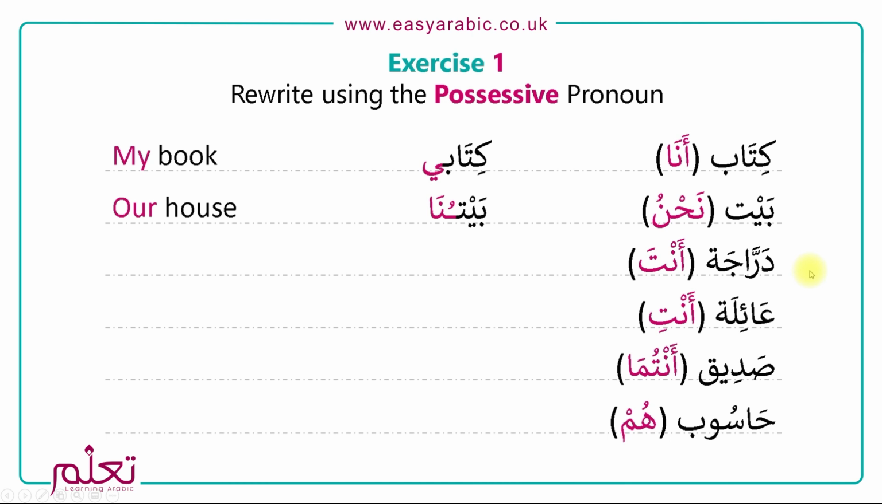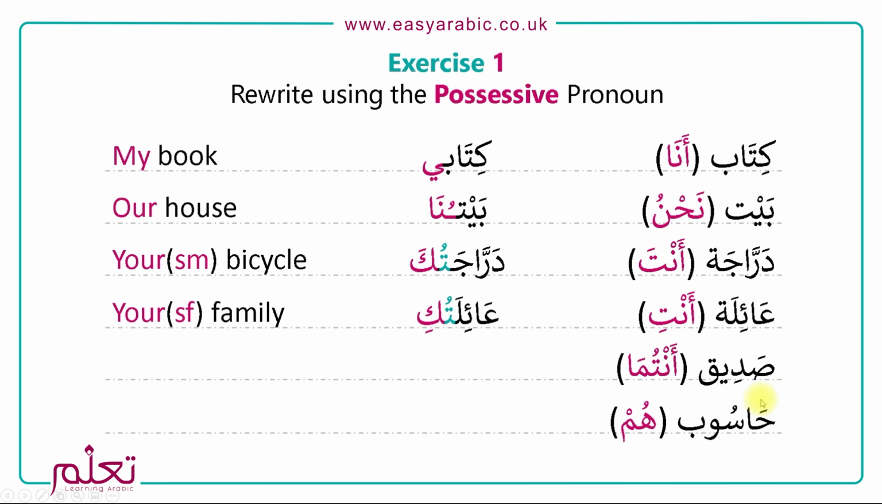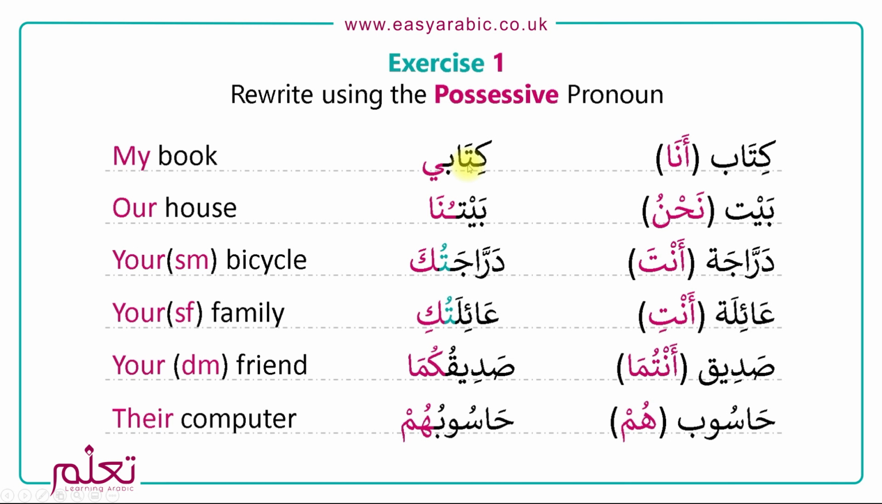Next one. We have dharraja, anta, dharrajatuka, your bicycle. Then we have family, aila, anti, your female. Aila tuki, your family. Then we have sadiq, which is friends. Then antuma, so your dual male friends is sadiqukuma. Hasub, hum, so their computer would be hasubuhum.